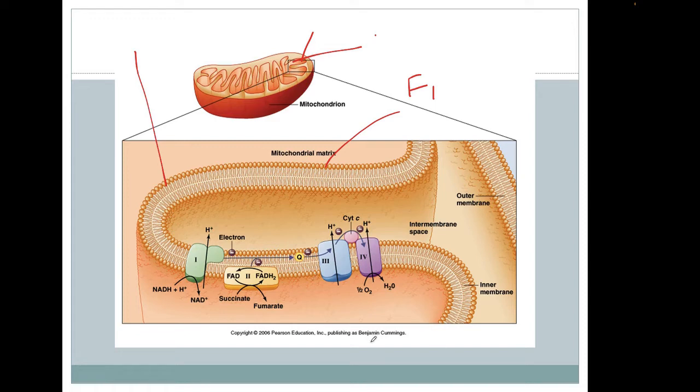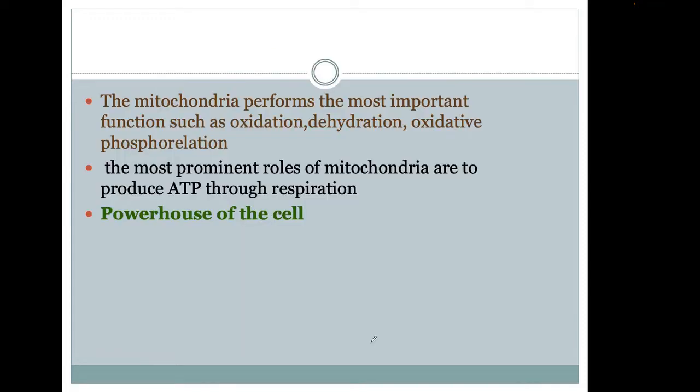Hence mitochondria are termed the powerhouse of cells, or cell furnaces, or biofurnaces.